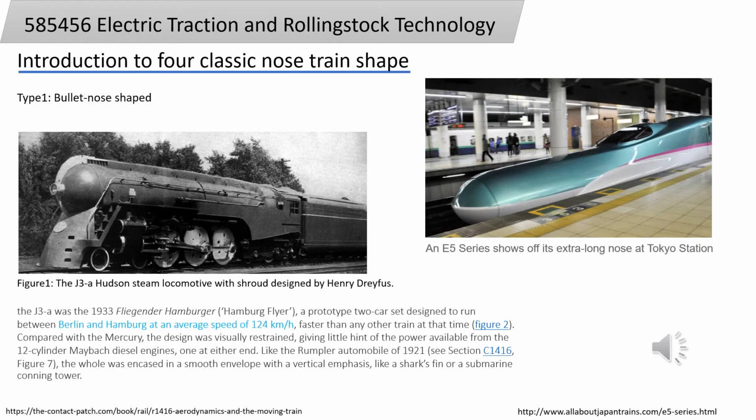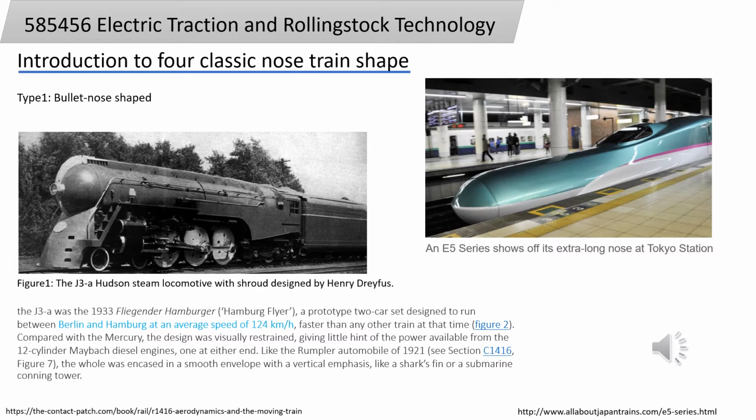For this slide, we show type 1 of the nose train shapes, the billet nose shape. An example from the past of the billet nose shape is the SVT 877 Flying Hamburger, designed by Henry Ford, if I read it correctly. It was built in 1933. A prototype two-car set was designed to run between Berlin and Hamburg at an average speed of around 124 km per hour. It was faster than any other train at that time. We can show you in the next slide, in figure 2.